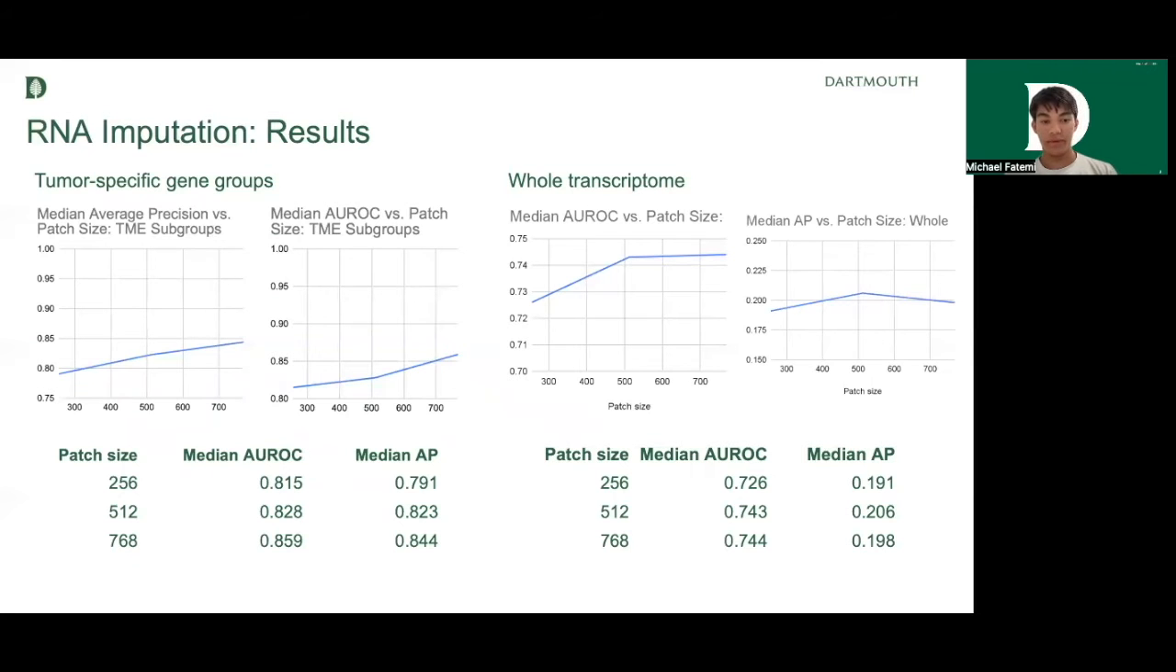On the left, we have the tumor-specific gene groups. Here, we find that the median area under the ROC curve increases with patch size, as well as the median average precision, which is what we're interested in. And so that indicates that increasing the amount of spatial context makes it so that the model can generalize more effectively. For the whole transcriptome, we found less noticeable changes in the ROC and the average precision, but they still generally trend upwards when we increase the patch size.